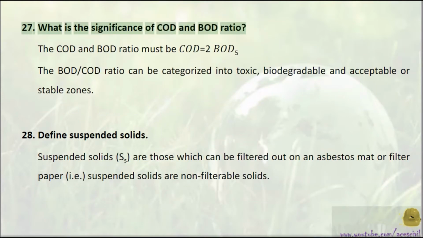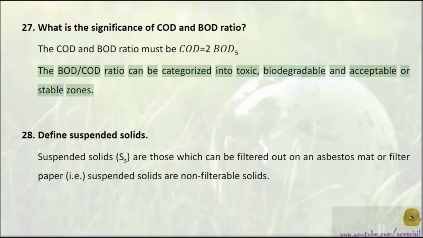What is the significance of COD and BOD ratio? The COD and BOD ratio must be equal to 5. The BOD/COD ratio can be categorized into toxic, biodegradable, and acceptable or stable zones.